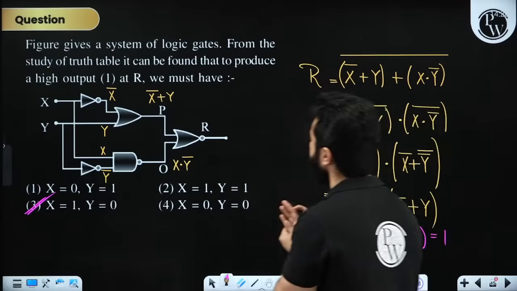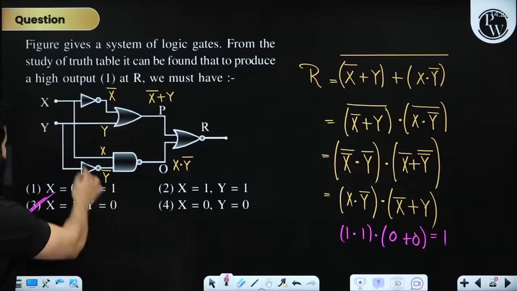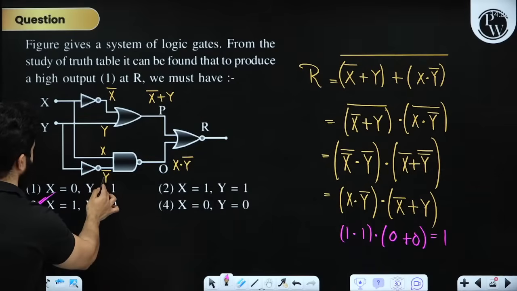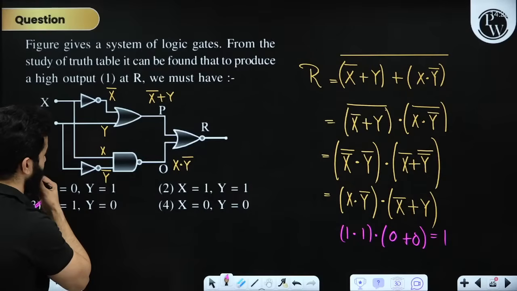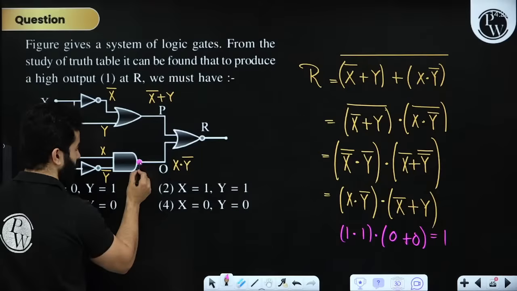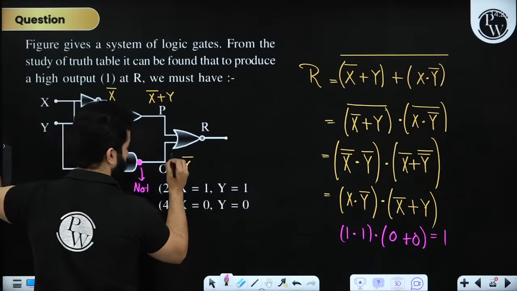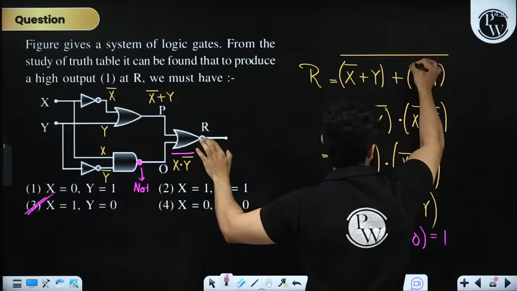Let's check it again, dosto. So this is X bar and this is Y. So X bar plus Y, and this is X and this is Y bar, so X dot Y bar. And I have missed this completely. This is because we are not getting the correct answer. A NOT over here, dosto. So we'll have a NOT over here, so that means we'll have a NOT over here as well.